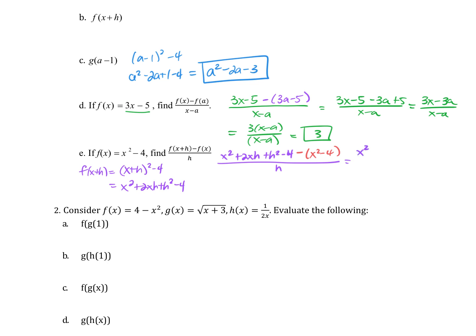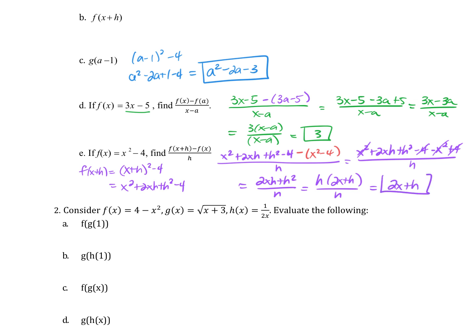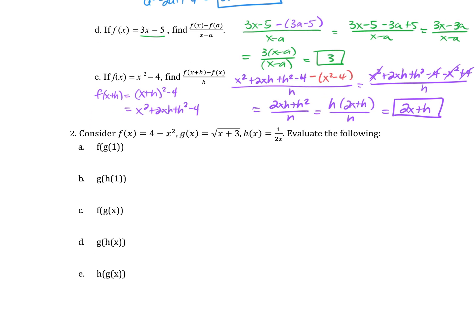So x squared plus 2xh plus h squared minus 4 minus x squared plus 4. And then just start simplifying. Your x squareds cancel, your 4's cancel. You're left with 2xh plus h squared over h. If you factor out an h from the top, you're left with 2x plus h. Okay, and then when you look at 2, it's just plugging in and then simplifying. So no different than what we've been doing.